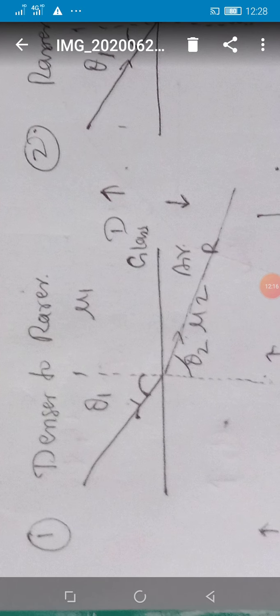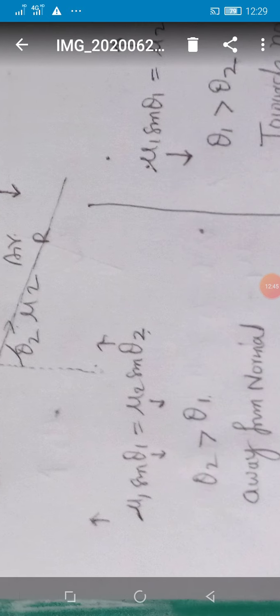Okay? Now see. Here I have drawn two figures. In one, light is traveling from denser to rarer. In the second case, light is traveling from rarer to denser. Now, student, when I am saying denser to rarer, denser I have represented by mu1 and rarer I have represented here by mu2. Denser means its value of refractive index will be higher. So this means mu1 will be greater than mu2 in this case, student.